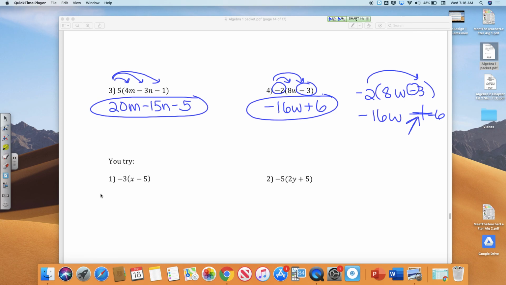So what I want you guys to do at this point is try numbers 1 through 4 on the bottom of this page, and then we'll go over them together.